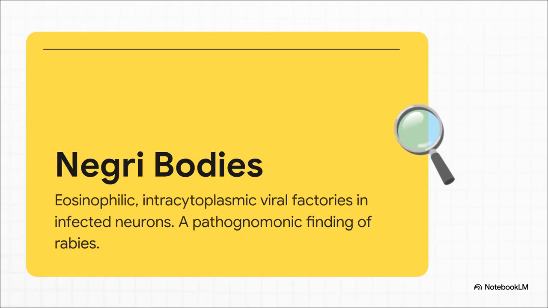And here's a classic finding, something straight out of the pathology textbooks. In postmortem tissue, you might see these things called Negri bodies. You can think of them as tiny little viral factories popping up right inside the neuron cytoplasm. If you see these, it's game over. It's a definitive pathognomonic sign of a rabies infection.